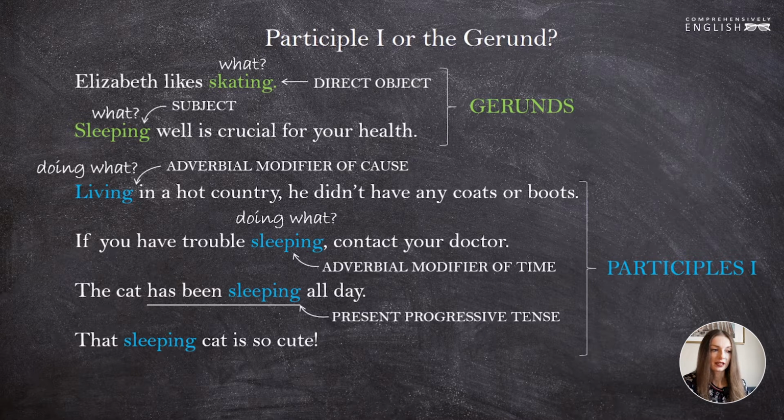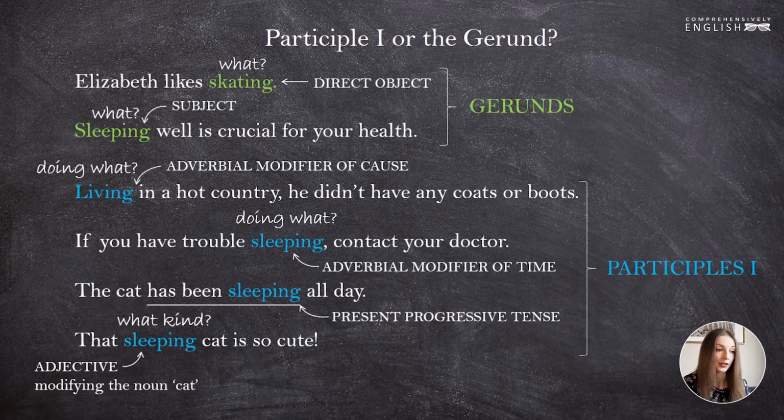And in the last sentence, the question that we can put to our ing form is what kind. That sleeping cat is so cute. What cat or what kind of cat is cute? The sleeping one. So it is participle I because this ing form functions as an adjective that modifies the noun cat. This way, analyzing the functions the ing form has in the sentence, we can understand whether we are dealing with a gerund or participle I.